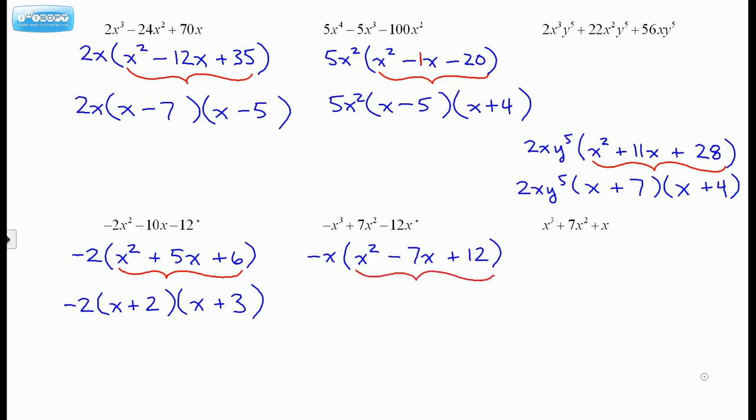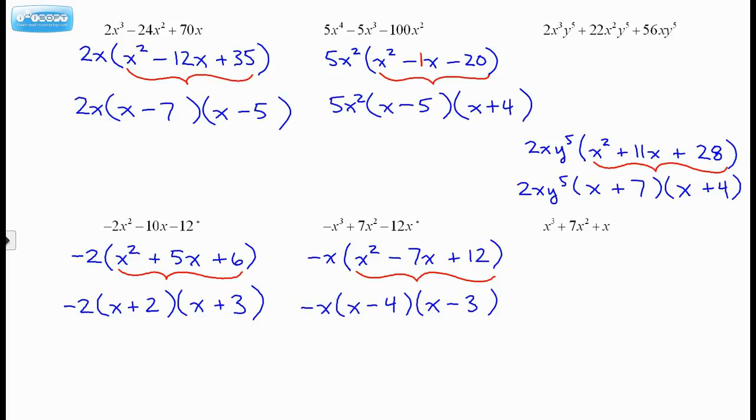Can we factor this? I think so. Numbers that multiply to positive 12 but add to negative 7. Well, 3 and 4 would work, but when you add those together, that gives positive 7. So if this is negative, I want negative 4, negative 3. And that's it. We're done.